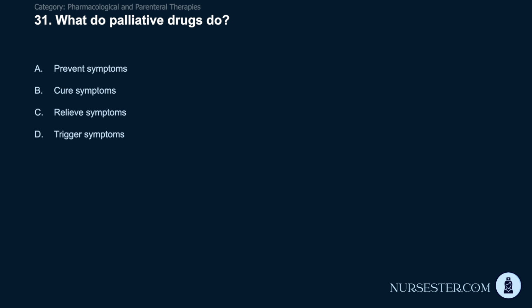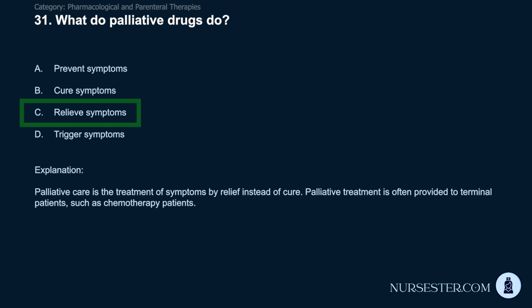A. Prevent symptoms. B. Cure symptoms. C. Relieve symptoms. D. Trigger symptoms. Correct answer, C. Relieve symptoms. Palliative care is the treatment of symptoms by relief instead of cure. Palliative treatment is often provided to terminal patients, such as chemotherapy patients.